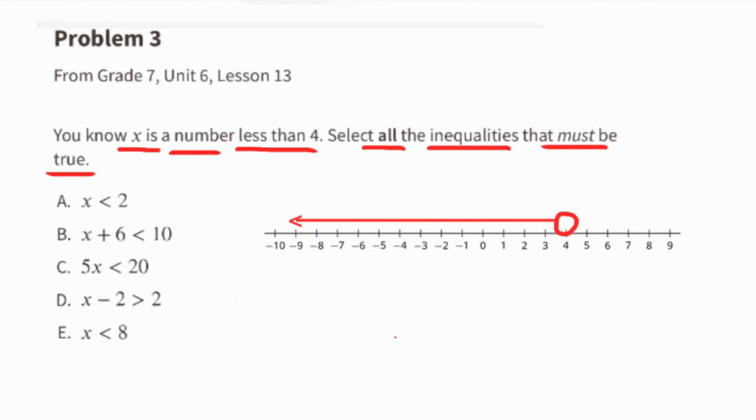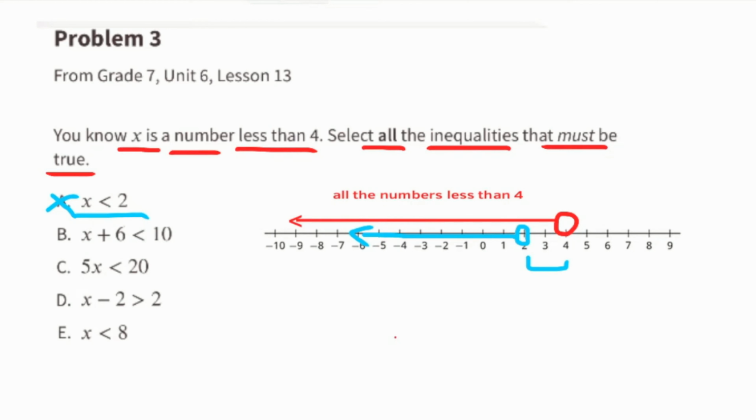Since x is a number that's less than 4, any value that's less than 4 could be equal to x. On a number line, that would be any value to the left of 4, not including 4. Take a look at A. x is less than 2. That's like saying all the values of x must be less than 2, and that's not necessarily true because originally it was all the values of x must be less than 4. Since there's values between 2 and 4 that could also be true, then A is not true. The values for x do not have to be less than 2. They have to be less than 4.